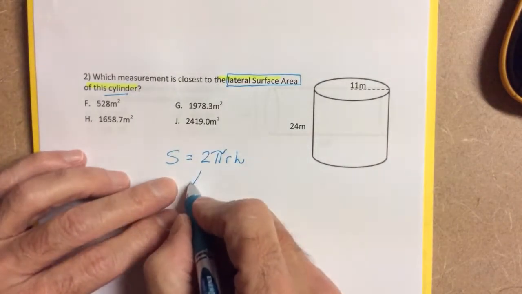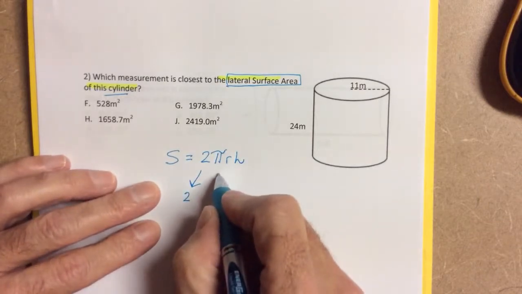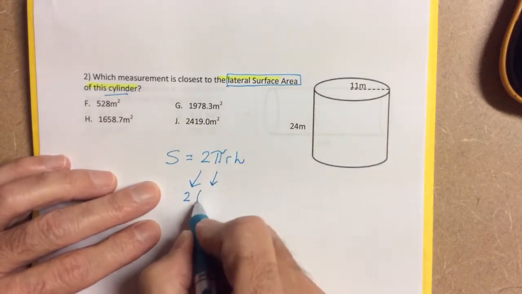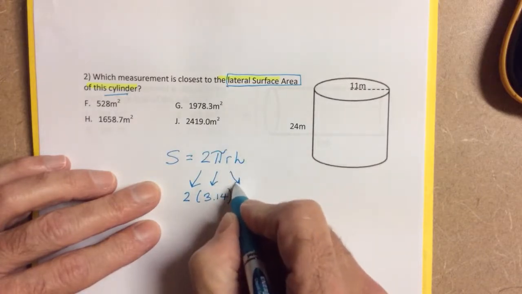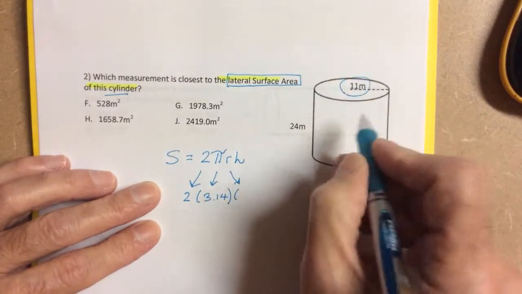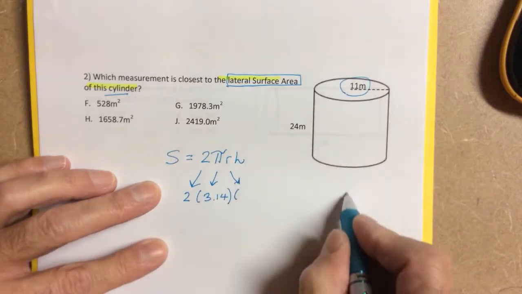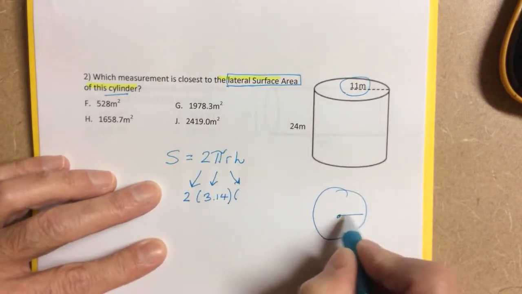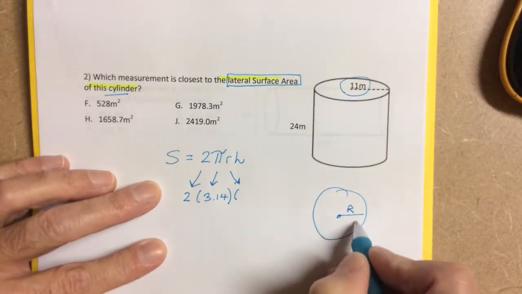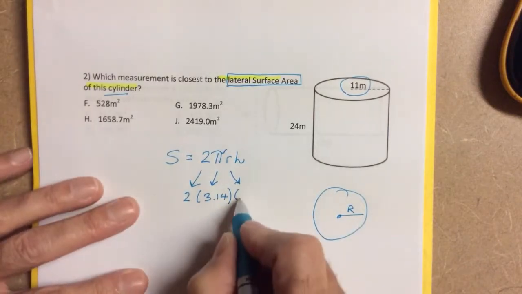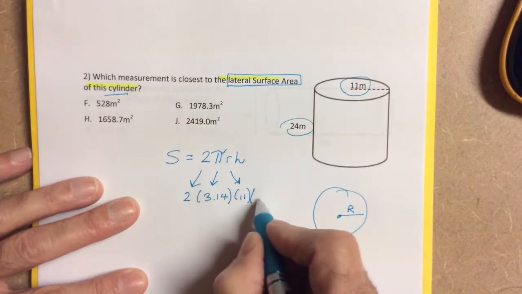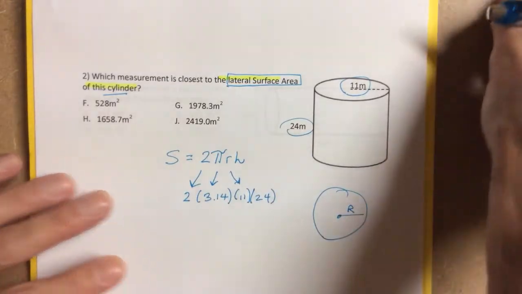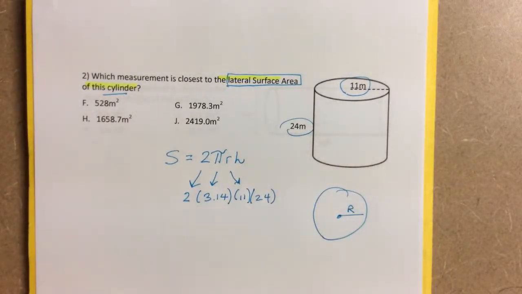Well, I need to know what 2 is. I know that. I need to know what pi is. I'm going to use 3.14. And the radius is already marked. It is from the center to the edge. Center to the edge is the radius. And so that's 11. And then I need the height. Well, the height is clearly marked, 24. Another really easy problem. It is just multiplying.